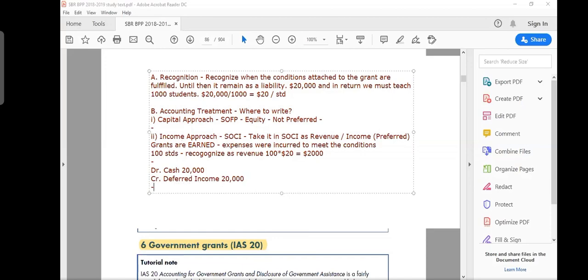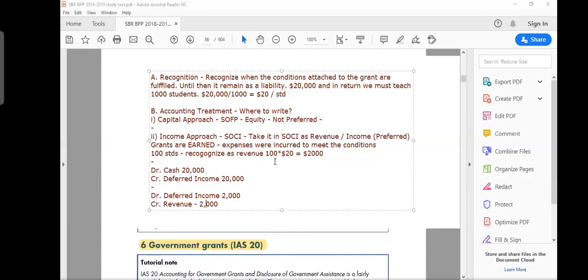And then when you are teaching some students, you say debit deferred income, whatever you taught to 100 students, so $2,000, debit deferred income and credit revenue. So slowly and gradually you are releasing it. When you say debit deferred income, it means a decrease in liability, and credit revenue means that you are taking it into income. Initially your liability was 20,000. Now you have already performed some part of the job, so that can be recognized. So you debit deferred income, decreasing your liability, and credit revenue, taking it to the income statement.